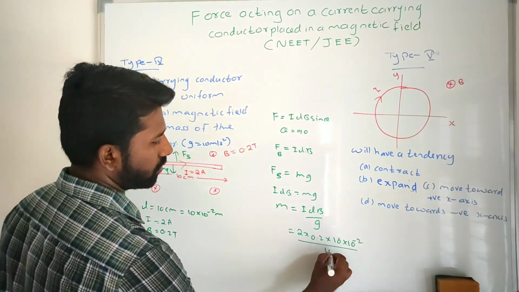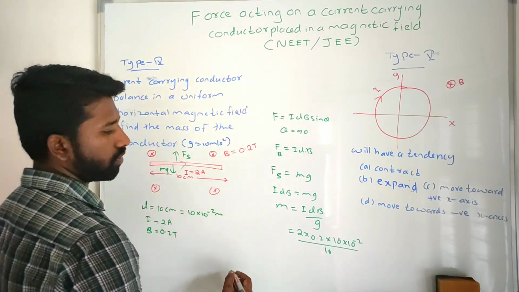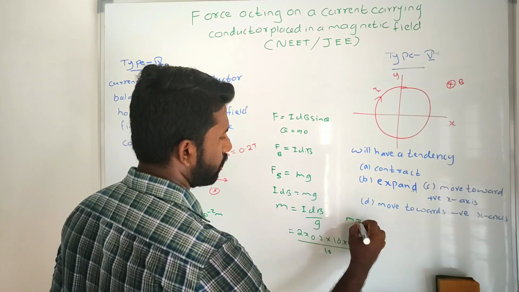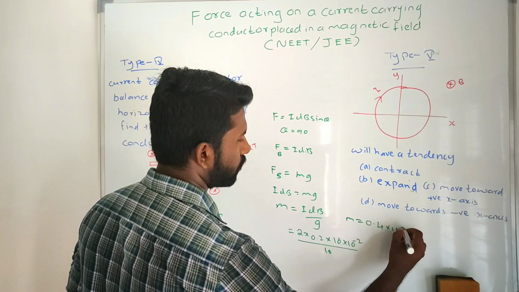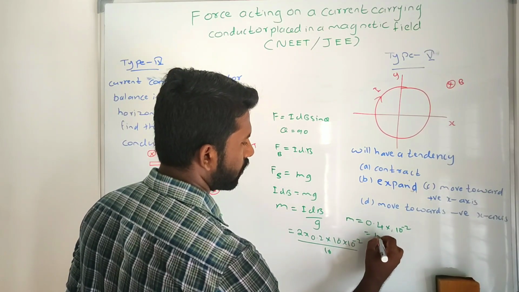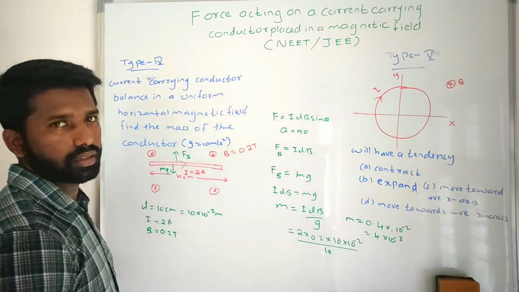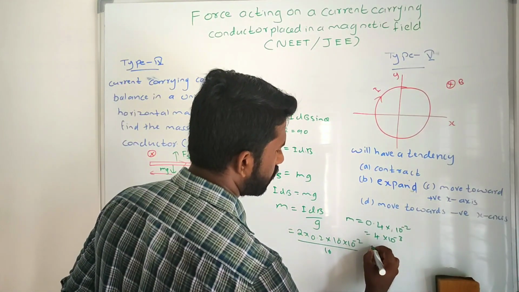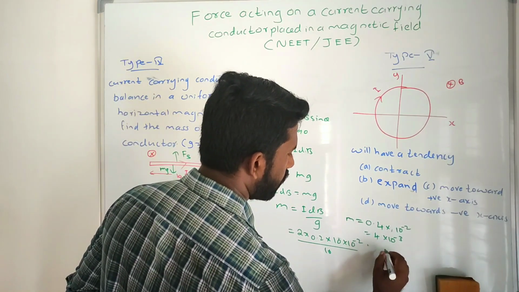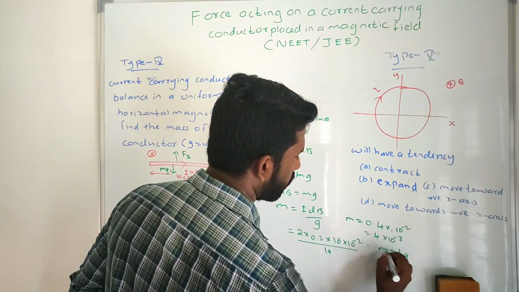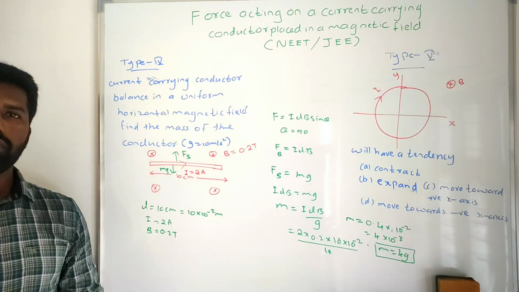We can take g as 10. This 10 and 10 cancel. 0.2 into 2, how much will you get? You will get m is equal to 0.4 into 10 power minus 2. This I can write as 4 into 10 power minus 3 kg. So this is equal to 4 gram. So the mass of the conductor is equal to 4 gram. Okay, this is the type 4.